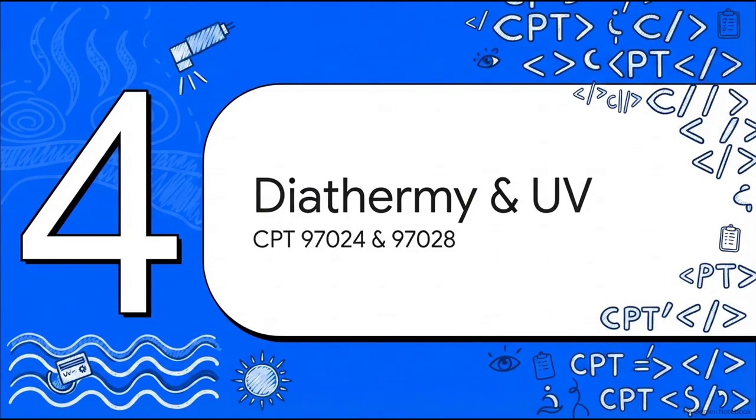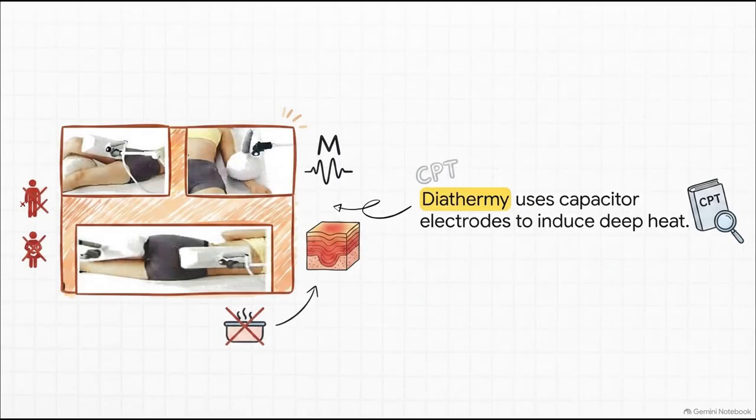Section 4. Diathermy and Ultraviolet Light. First step here is diathermy, billed under CPT 97024. Now, unlike the superficial heat we just talked about with a paraffin bath, a diathermy machine converts electromagnetic microwaves into thermal energy to provide deep heat directly to the tissues. The provider sets up capacitor electrodes opposite one another on the patient's body, and this induces that deep heat, triggering both thermal and non-thermal physiologic effects.